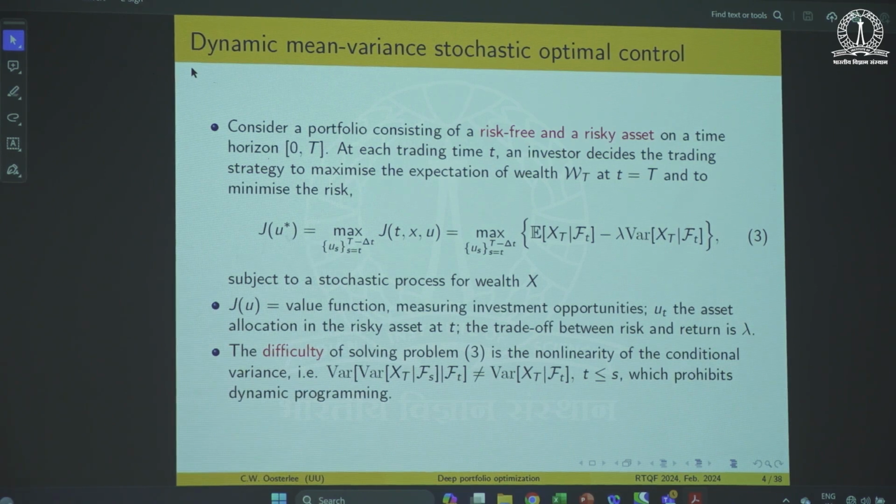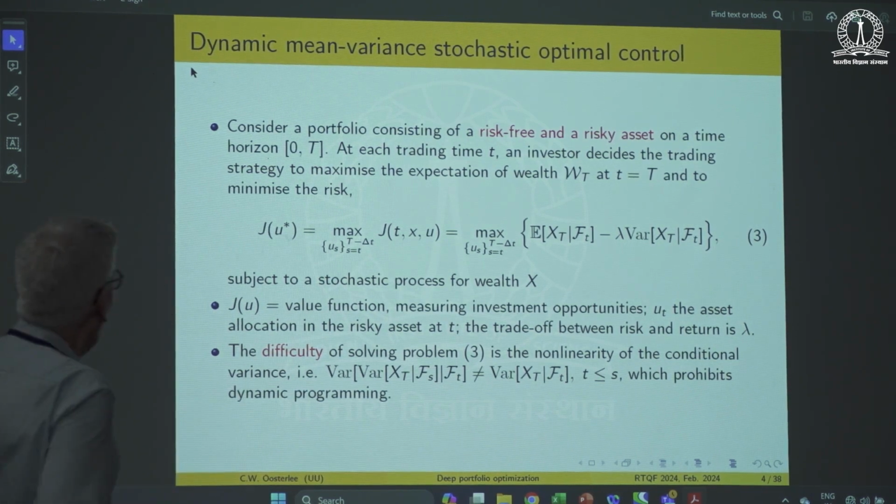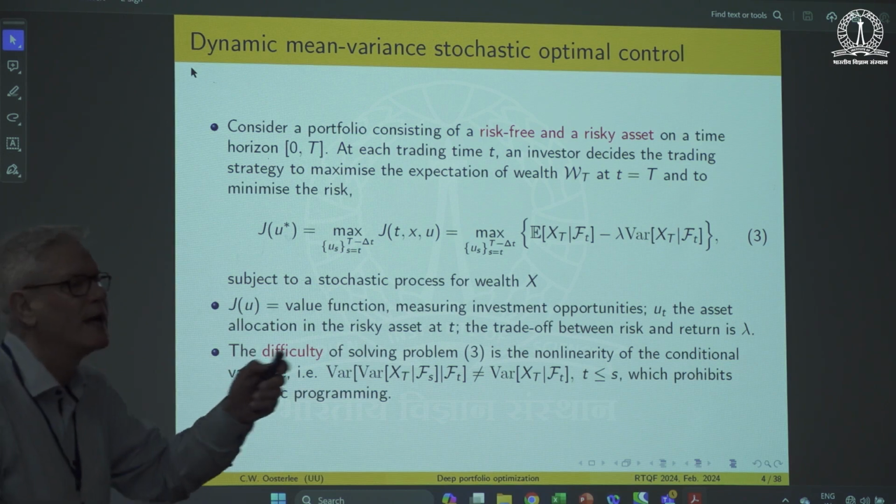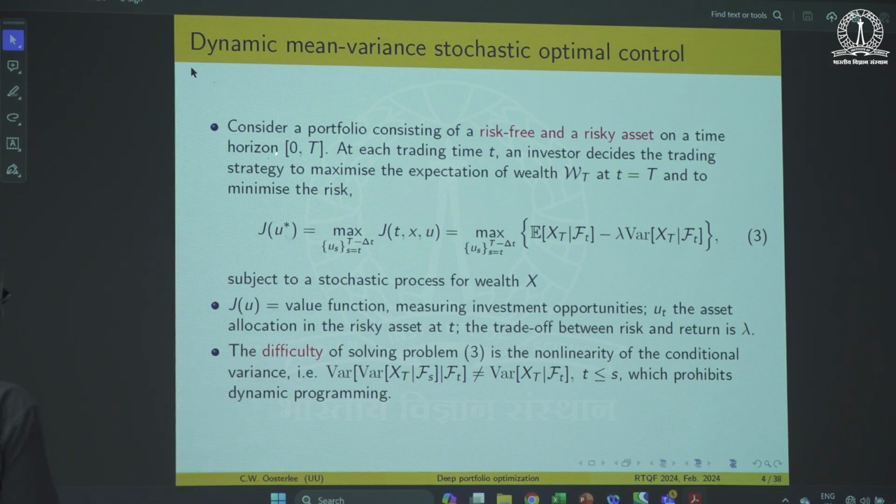And this is this classical dynamic mean variance stochastic optimal control. We have a risk-free and a risky asset, a bond and a stock, and a time horizon from 0 to capital T. At each trading time, we will maximize the expected wealth X. We would like to maximize the expectation of the wealth at final time and also to minimize the risk.